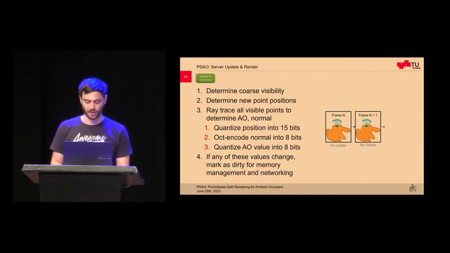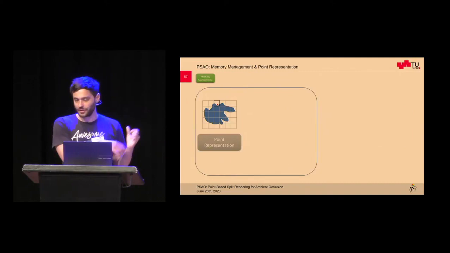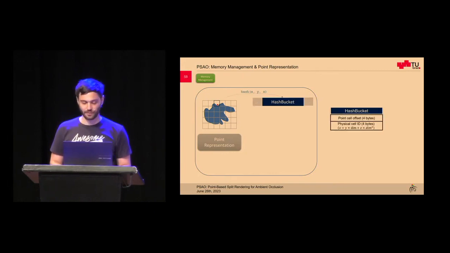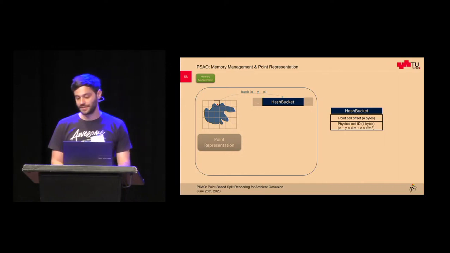So let's get to the memory management. Again, we have this kind of 3D grid for each mesh instance. And how we get to our actual point cell information is that we hash the coordinate of the grid cell, which gives us a hash bucket. And this hash bucket has a point cell offset into a large buffer of point cells. And it also has a physical cell ID, so not a virtual one, that we basically just perform a linear search over to find exactly which bucket we have in case there are multiple cells hitting the same hash bucket.